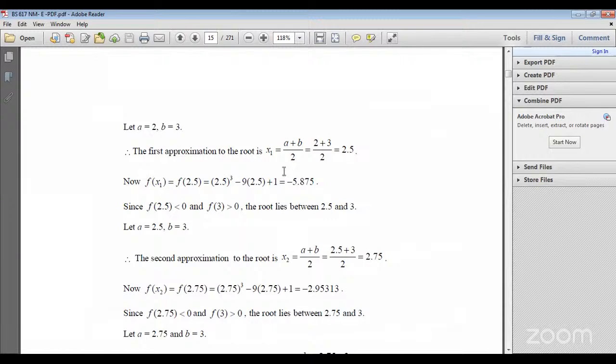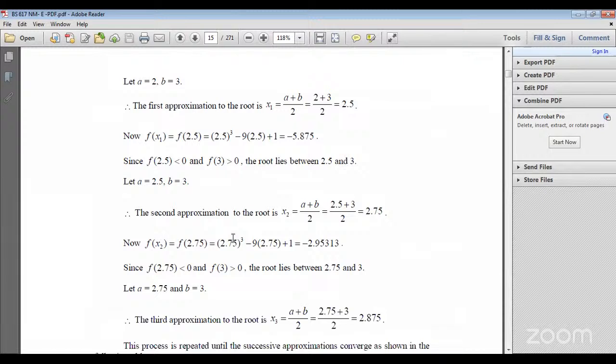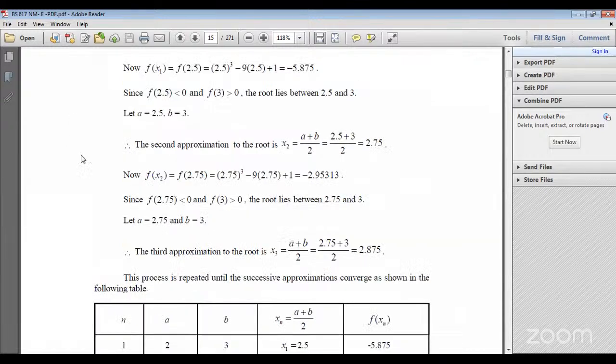F of x1 is equal to f of 2.5, and 2.5 whole cube is 2.5 into 2.5 into 2.5 minus 9 into 2.5 plus 1, that is minus 5.875. Since f of 2.5 less than 0 and f of 3 greater than 0, the root lies between 2.5 and 3. Here a is equal to 2.5, b is equal to 3, x2 is equal to a plus b by 2, that is 2.75. F of x2 is equal to 2.75 whole cube minus 9 into 2.75 plus 1, it is minus 2.95313.